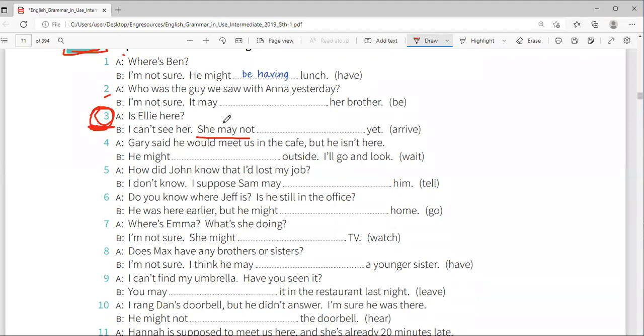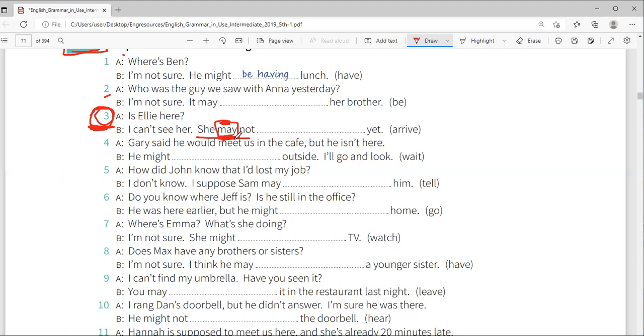No, this is may. This is may, not might. It's written may. She might not have arrived yet. Why are you saying might? It's may. Look, may. She may not have arrived yet.